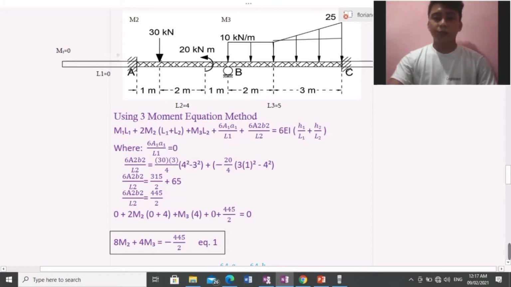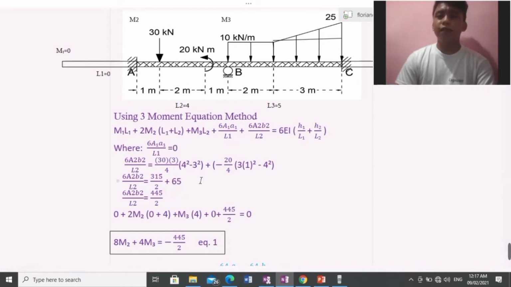So, kung i-recall natin yung formula ng concentrated load sa right span is equals to PB over L multiplied to the quantity of L squared minus B squared. So, ito na siya. 30, itong load dito, and times the B is 3. Diba? All over 4. Multiplied to the L squared is 4. 4 squared minus 3 squared yung B natin, B squared.